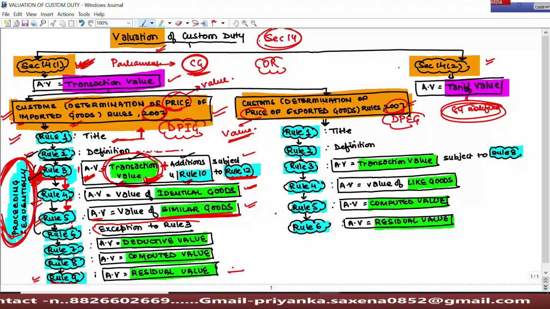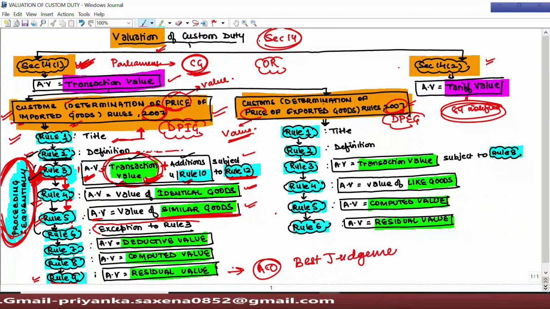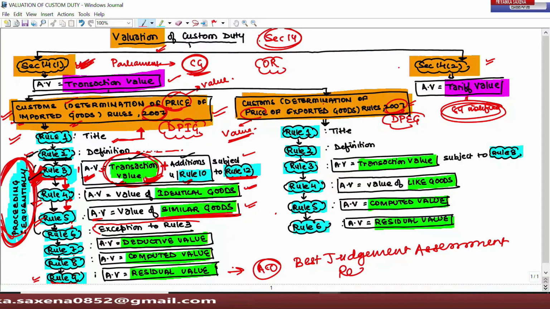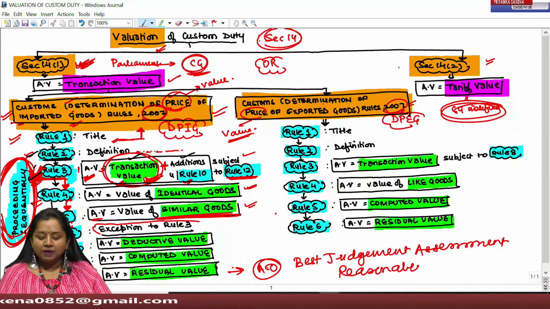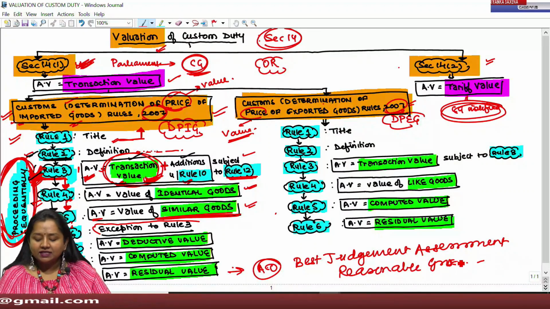And under rule 9 it is very simple: the assessing officer gets the power to determine the assessable value on the basis of his best judgment. He shall conduct the best judgment assessment on reasonable grounds. The grounds on the basis of which he is computing the duty must be reasonable enough, and such grounds must be given in writing by the assessing officer.